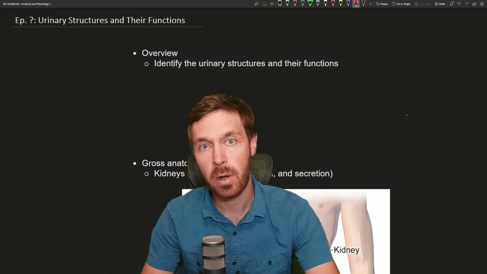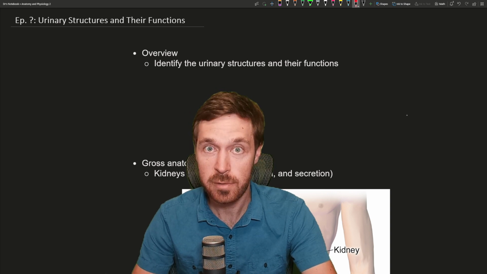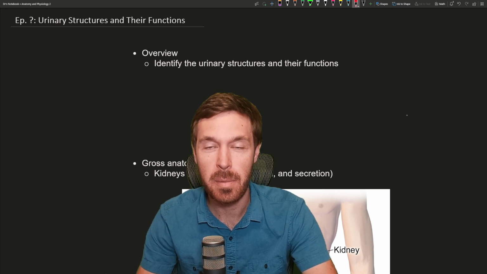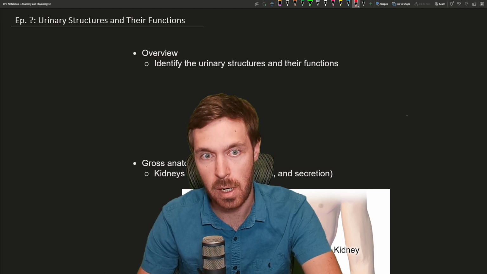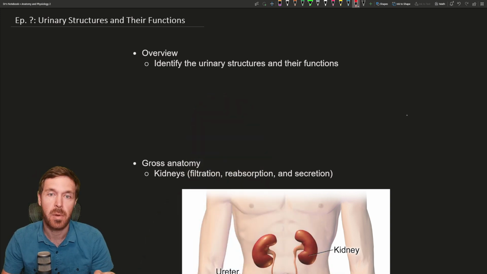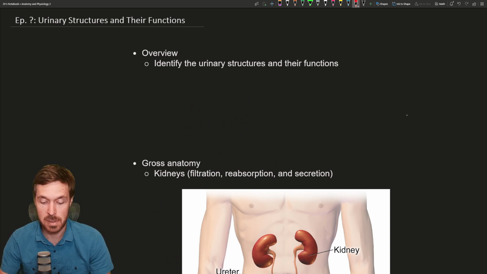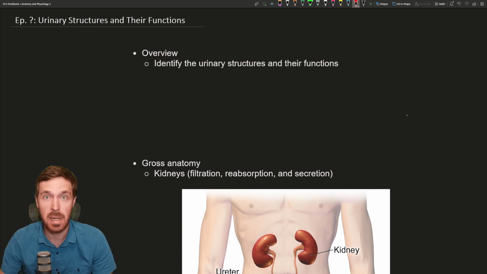So today we're going to be going into the first video, going into the urinary system and identifying the structures of the urinary system and their function. So here, the urinary system, we're talking about the kidneys, the bladder, and so forth. And the kidneys, the purpose of the urinary system is mainly to form urine from blood. Now, urine comes from your blood.